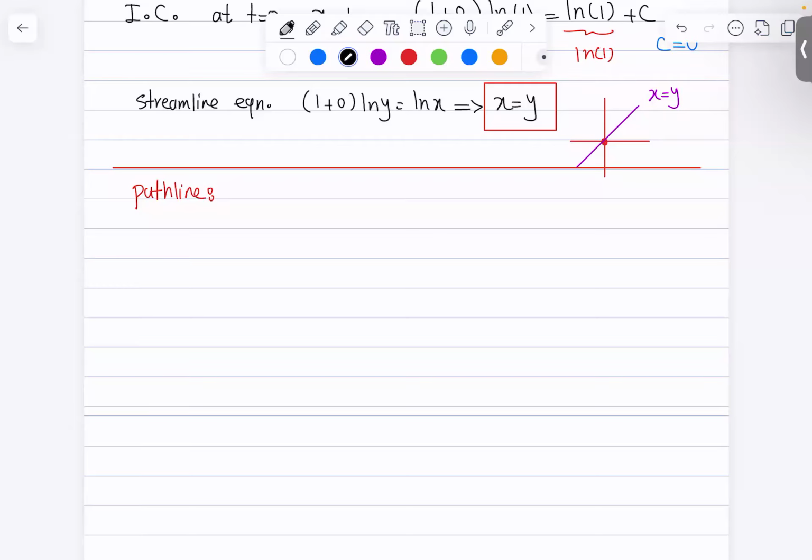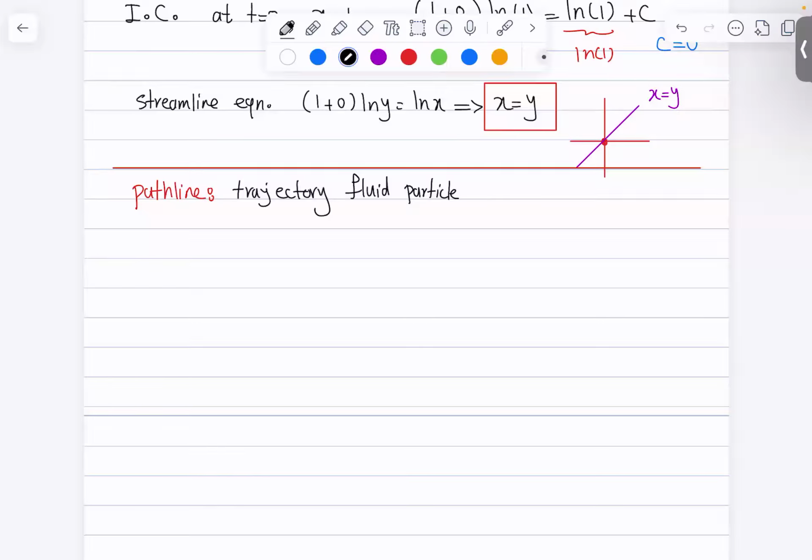Okay, so now let's continue with the path line. First, let's remind ourselves what a path line is. It's basically the trajectory of a fluid particle, right? So if you follow a particle and just trace out its trajectory, that will be the path line.